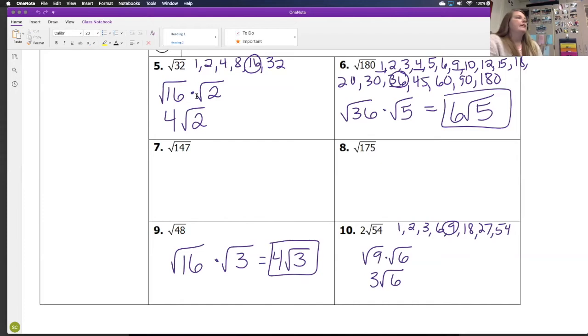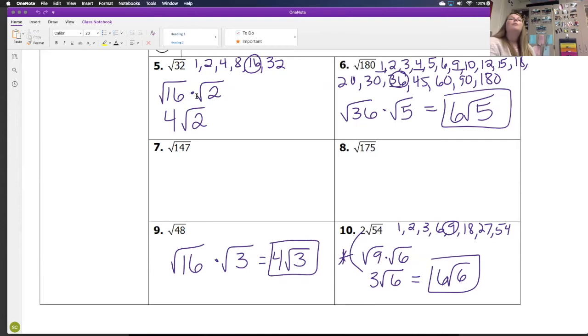But we cannot forget about the 2. Does anybody have any suggestion on what I could do to incorporate the 2 into my answer? Asa, what do you think we should do? Multiply by 3. Yeah, multiply by 3. Yes, Selena. Yes, Asa. Multiply 3 times 2. Yes, Tatum. So 3 times 2 would be 6. And then you leave the square root of 6 under the radical the same. So the answer would be 6 times the square root of 6, or 6 root 6 instead of 3 root 6.